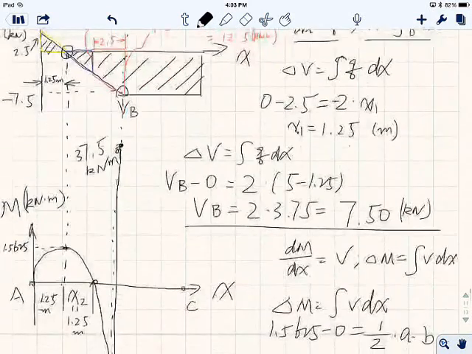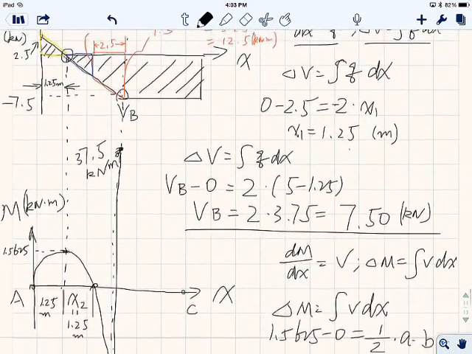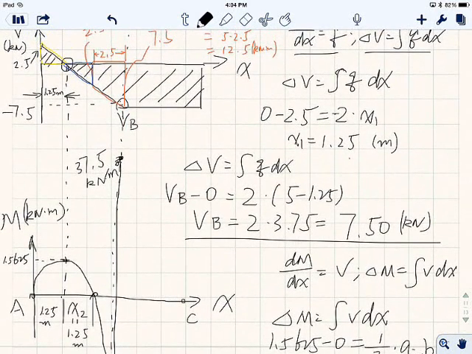Okay. All right. Now lastly, from point B to point C. From point B to point C, V is constant minus 7.5, right? So we know that's a straight line, and like we mentioned, it's going to go back to 0. So this is what it looks like.